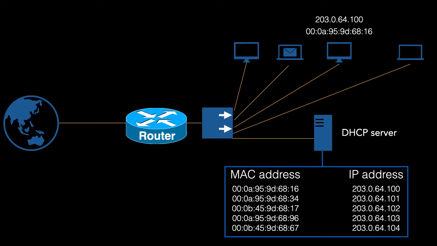Now there's another protocol called the Address Resolution Protocol, or ARP, which is used to determine the MAC address of a node if you only know its IP address. A node is a fancy word for a device on the network.